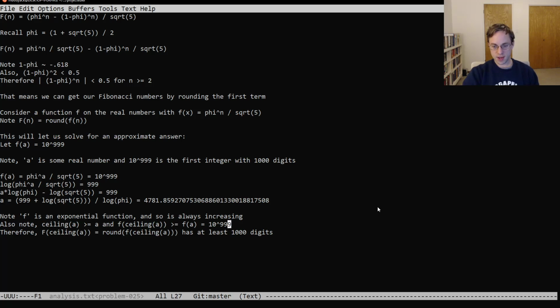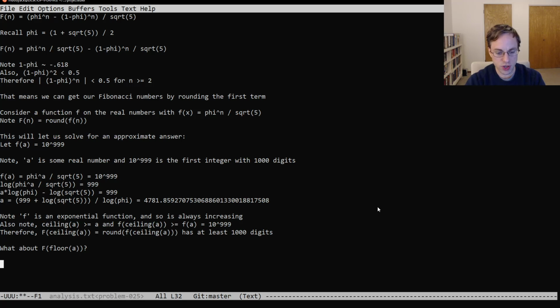And so we know that the ceiling of A is a candidate solution. At the very least, it has 1,000 digits. So then the only question that we have left to answer: what about f of floor of A? Does that have 1,000 digits?